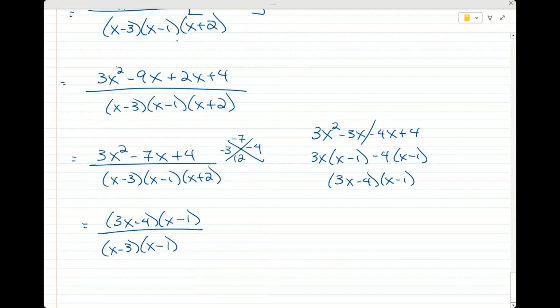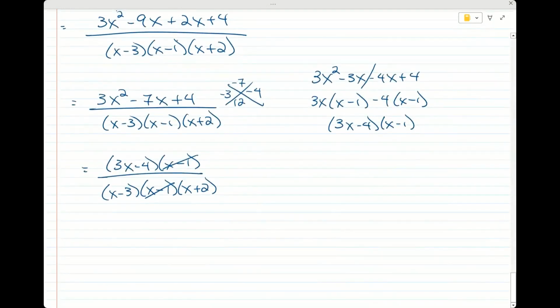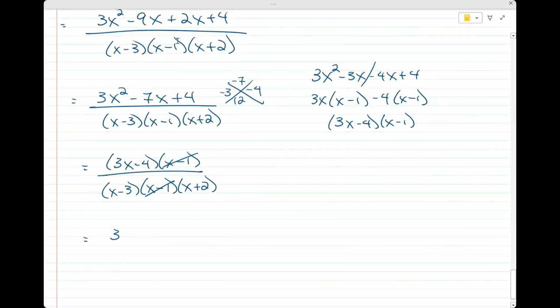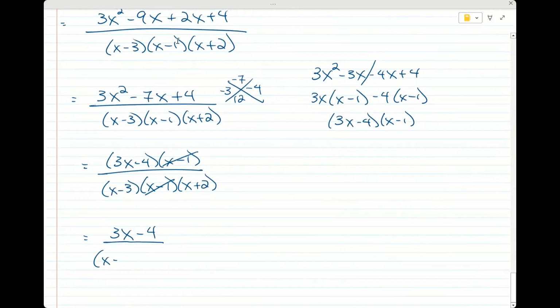It's like the problem that never ends. The x minus 1s do cancel, so it's a good thing that we factored so we could see that it could further simplify. And this would be our final answer. So as long as you show your steps and you just keep trying to factor, you should be okay. There's a lot of moving pieces, but really all it is just factoring.